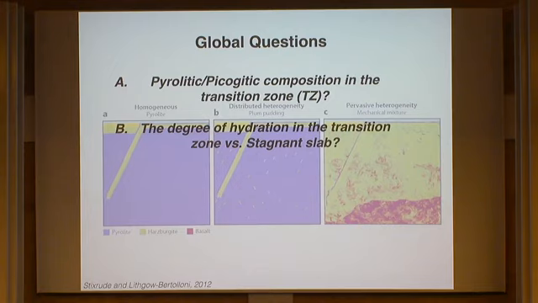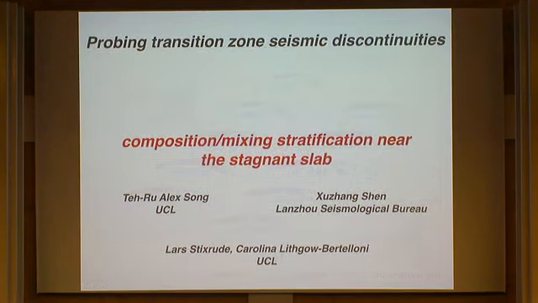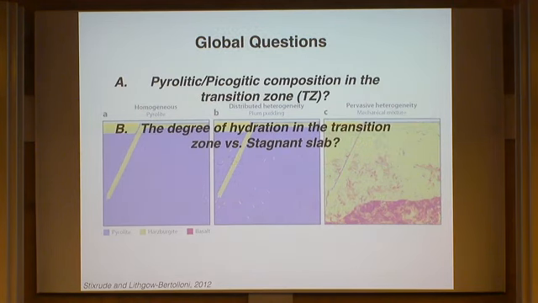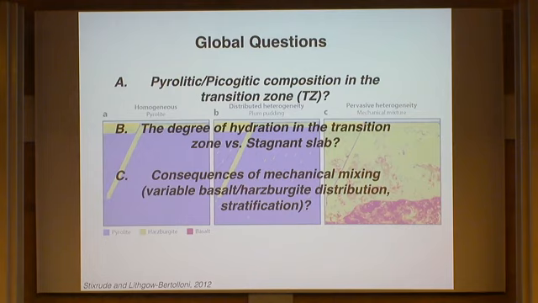As you can see in the background of the last slide, it's not very clear over here, but you actually see a very clear image of the stagnant slab near the eastern part of China. A lot of studies have been linked to how much water has been transported through subduction zones and stored in the transition zone. And the third question we hopefully want to address is what's the consequence of mechanical mixing?